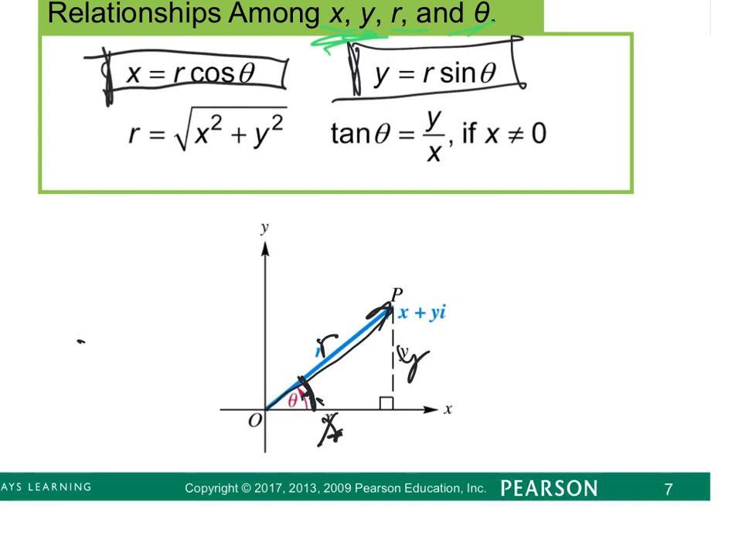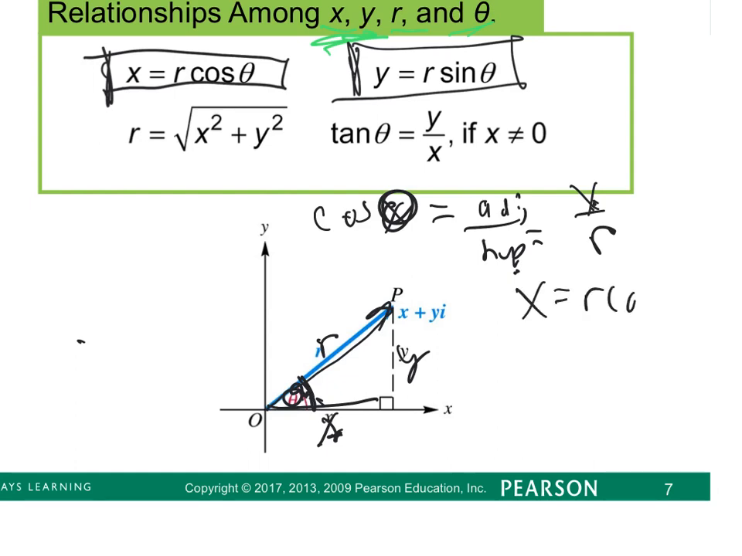I didn't mean to say x, I meant to say cosine of theta is equal to adjacent over the hypotenuse, which is x over r. Solve it for x. X equals r cosine of theta.